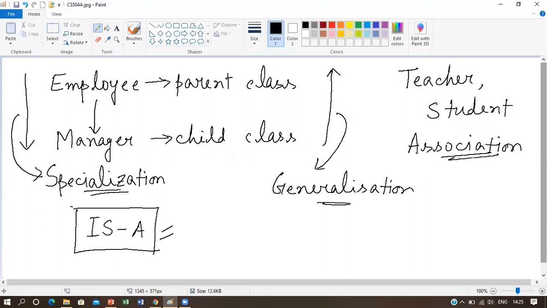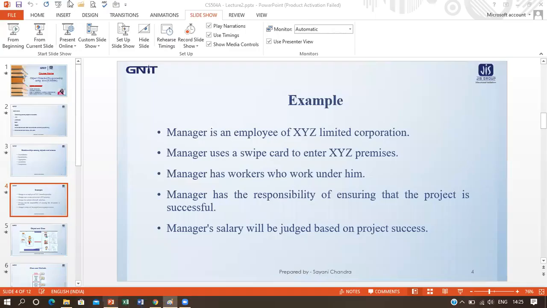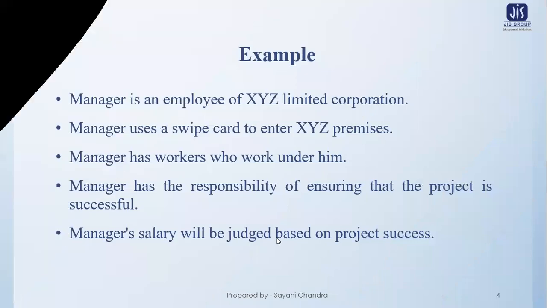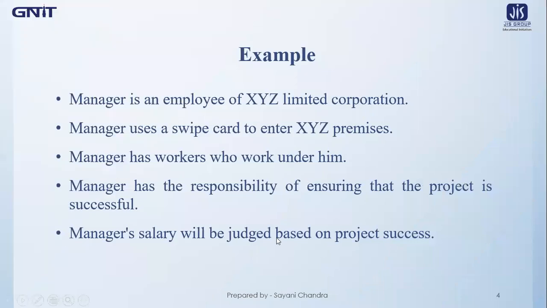Let's move on to the next point. The next point says that manager has workers who work under him. So this requirement denotes that the same type of relationship like association is also there, but there is a little difference.